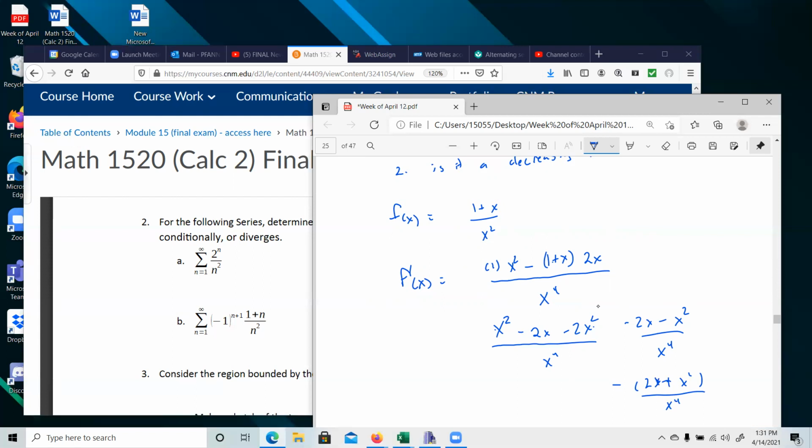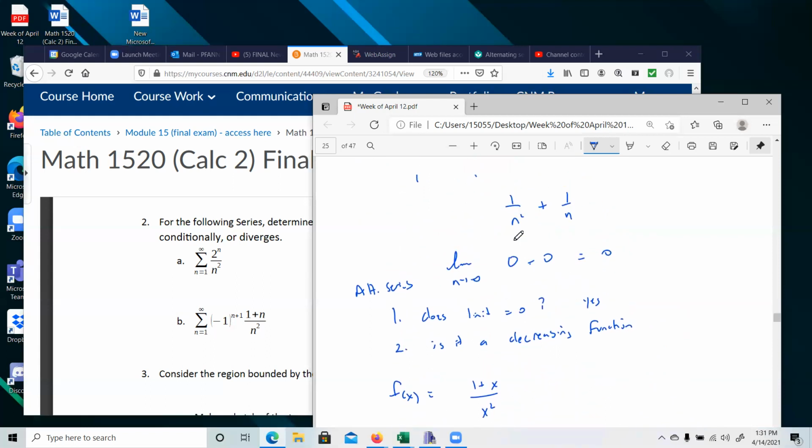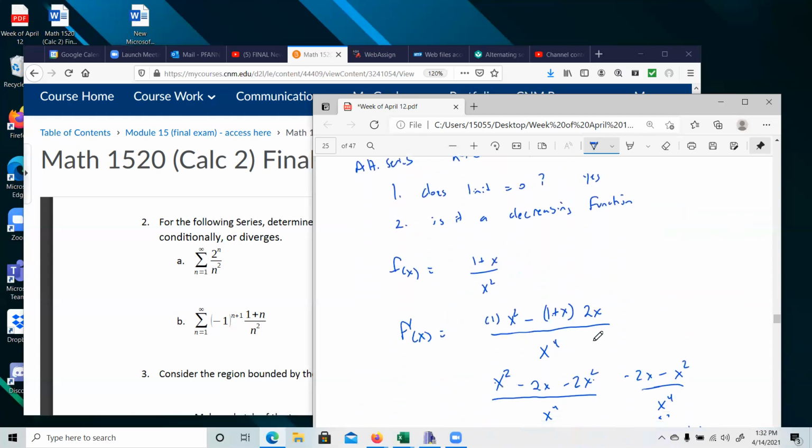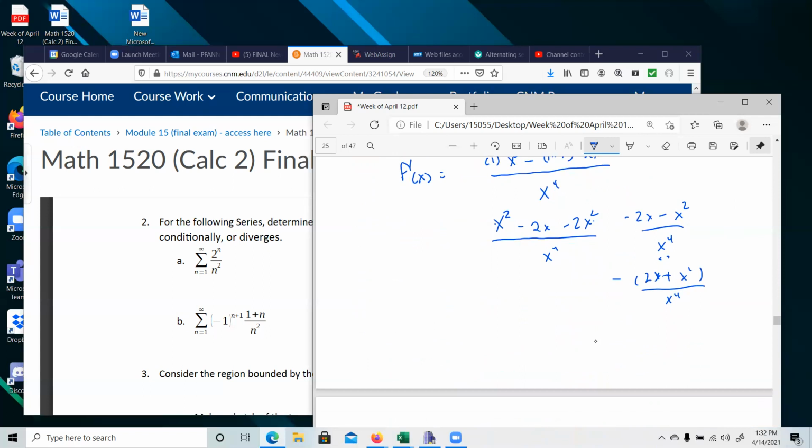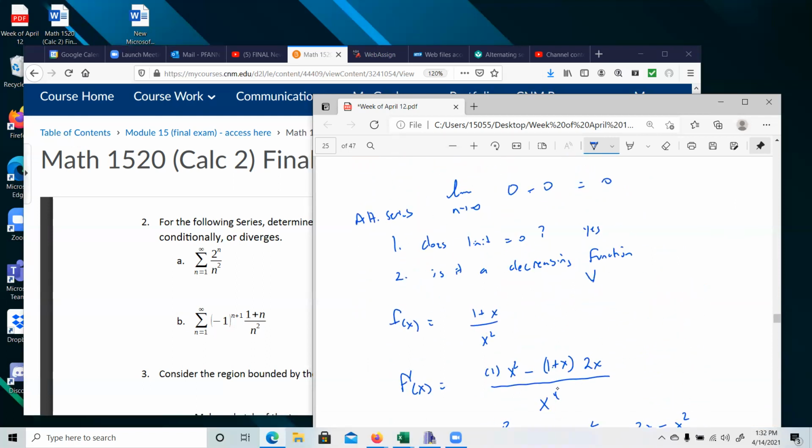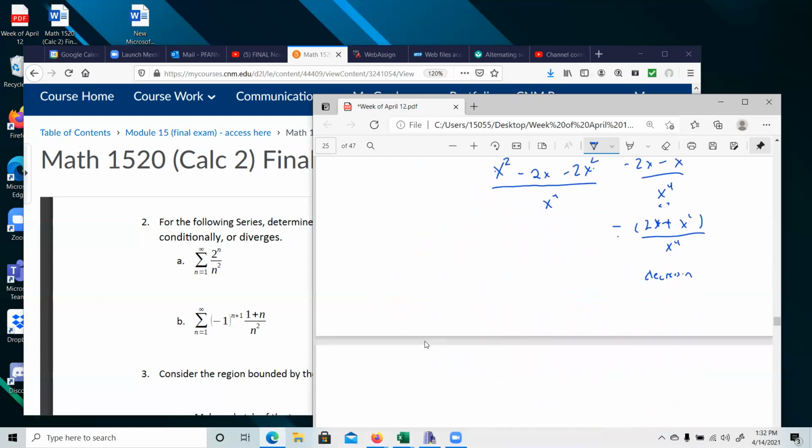For x greater than 1, because that's what we care about, since it's dealing with ones, for x being positive this is decreasing. The derivative is always negative. It's a decreasing function. So is it a decreasing function? It sure is. Because the limit was 0 and it's a decreasing function, we converge by the alternating series test.